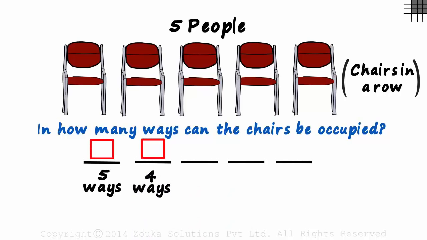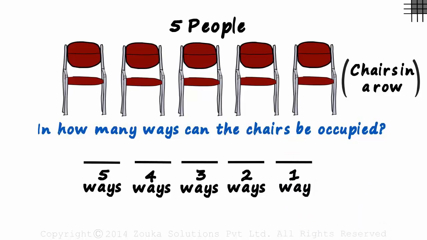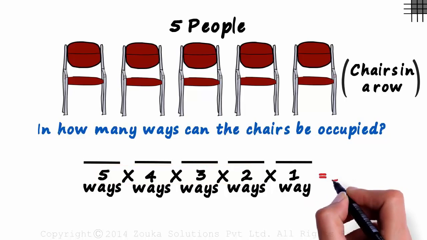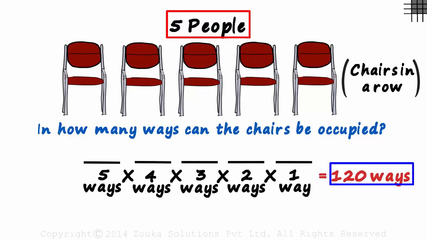Once these 2 chairs are occupied, the third one can be occupied in 3 ways. And similarly, 2 ways for the 4th chair and just 1 person remains for the 5th one. 1 way in which the 5th chair can be occupied if 4 people are seated in the initial 4. And to get the answer, we multiply these ways. 5 times 4 is 20, 20 times 3 is 60, and 60 times 2 is 120. 120 ways is the answer. 120 ways in which 5 people can occupy 5 chairs.